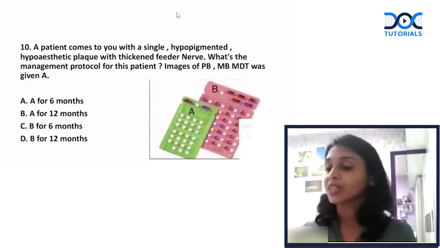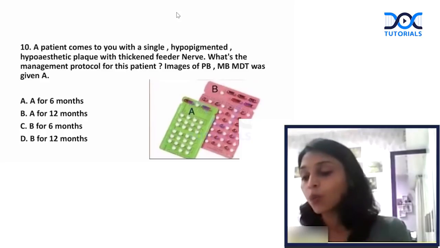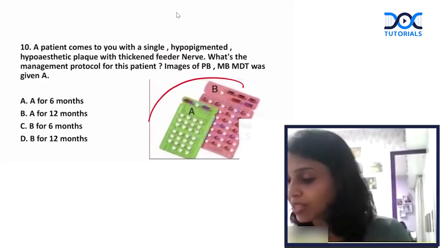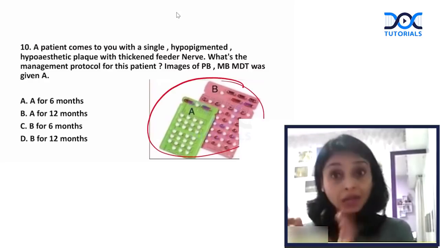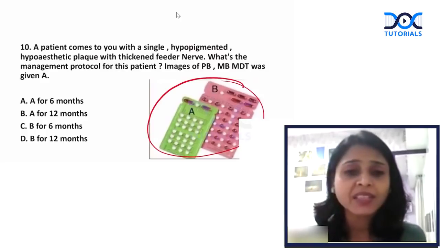A patient comes to you with a single hyperpigmented hypoaesthetic plaque with thickened feeder nerve. What's the management protocol for this patient? And the images of paucibacillary and multibacillary drug kits were given, right? Now, what answer did you write?